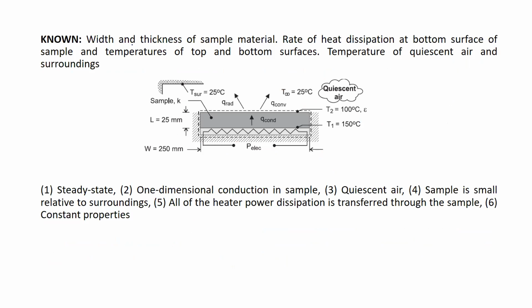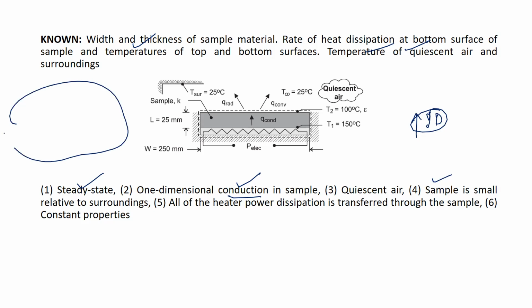So what we know is width and thickness are known. Rate of heat dissipation is known. Temperature of the quiescent air is known. So we assume steady state 1D conduction in the sample. Conduction is happening only in the vertical direction. And the sample is small relative to the surroundings. So we assume it to be small, if this is the sample, and the surroundings to be very large.